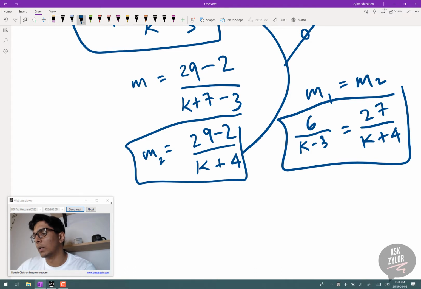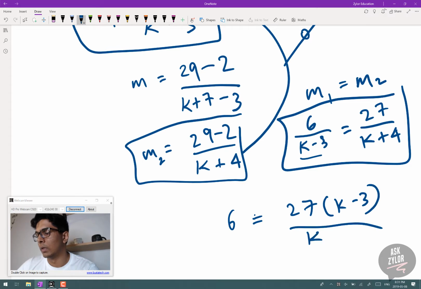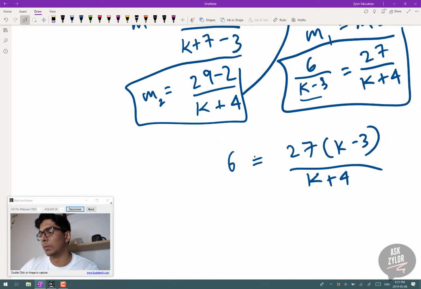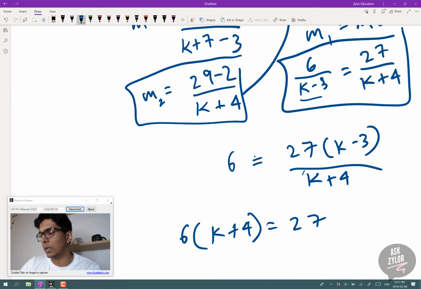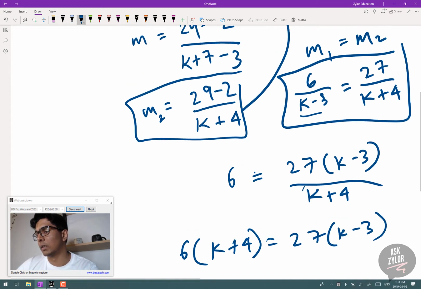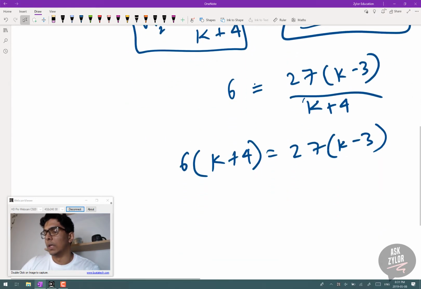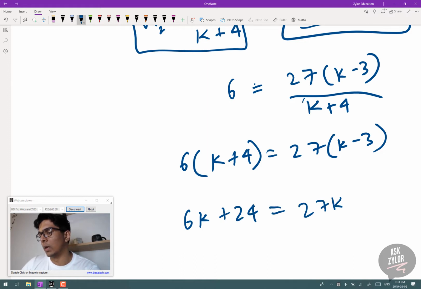Right? So I can multiply both sides by k minus 3 to get rid of the denominator on my left side. So I get 27 times k minus 3. This is still over k plus 4. And then I can multiply both sides by k plus 4 to get rid of the denominator on my right side. So I have 6 times k plus 4 is equal to 27 times k minus 3. It's basically the cross multiplication method. Right? So then I have 6k plus 24 is equal to 27k minus 3 times 27, which is 81.